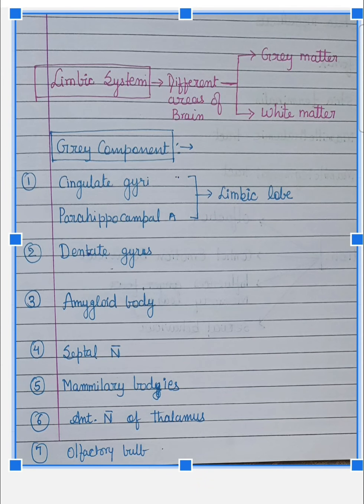Limbic system. What does limbic system mean? It means different areas of the brain that include both gray matter and white matter. It is formed by an interconnected group of brain structures, and it includes gray matter components and white matter components.